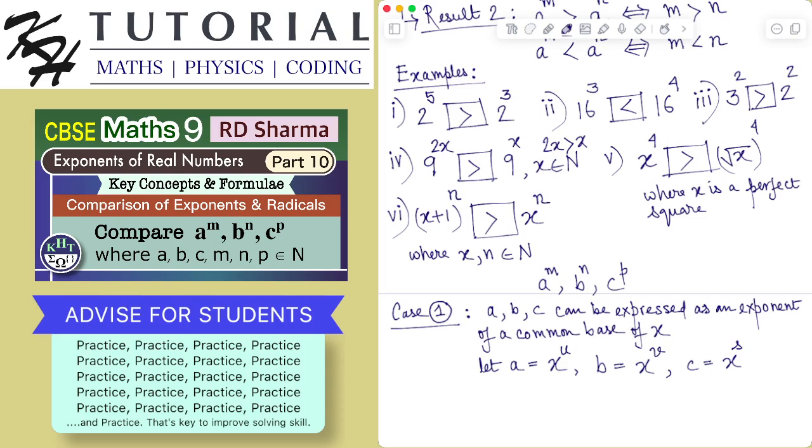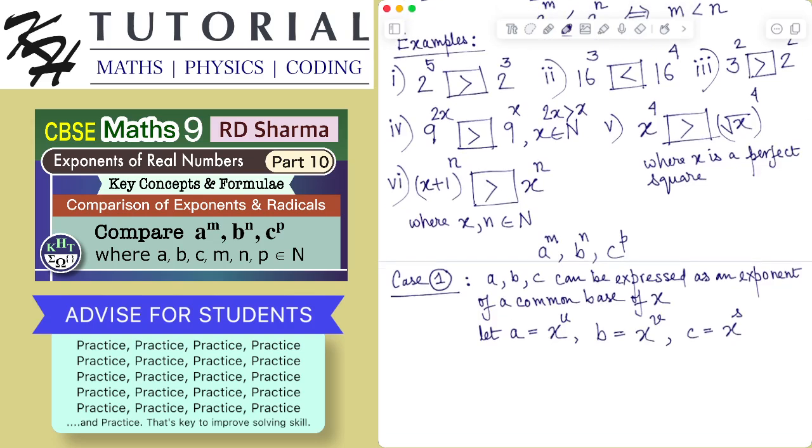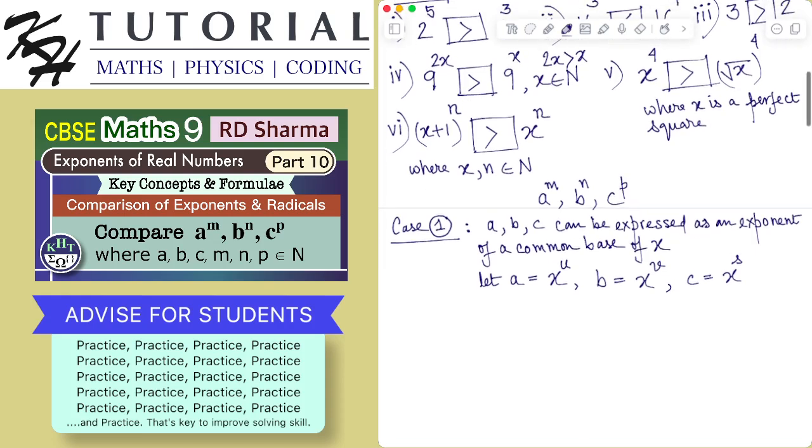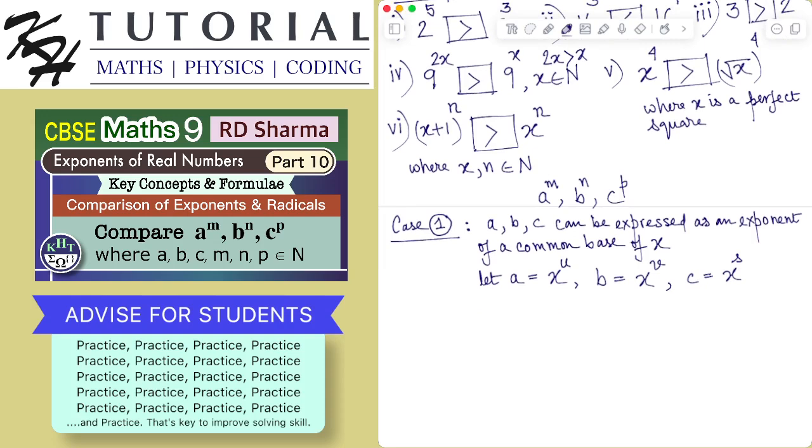If these bases a, b and c can all be expressed as an exponent with a common base x, let's say a is x to the power u, where u is some natural number, and b is x to the power v, and c is x to the power s, then how do we compare the given numbers?